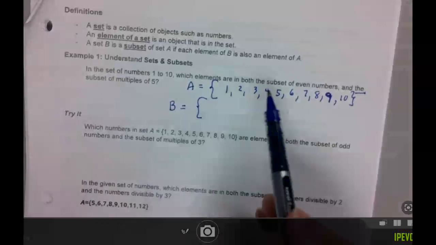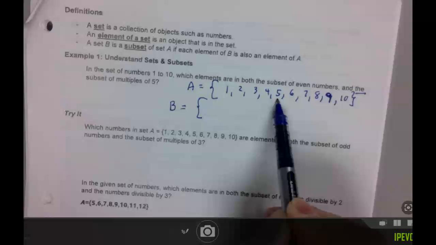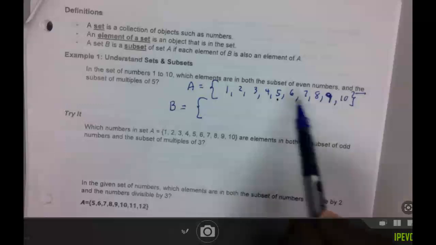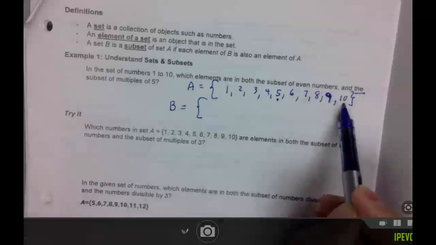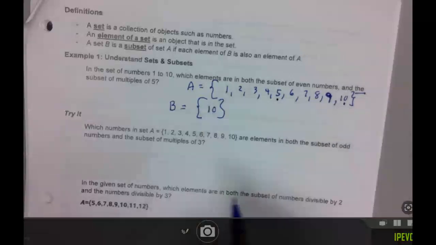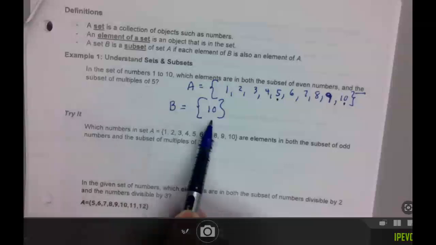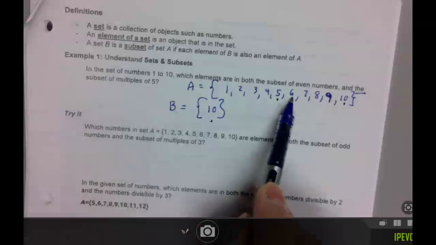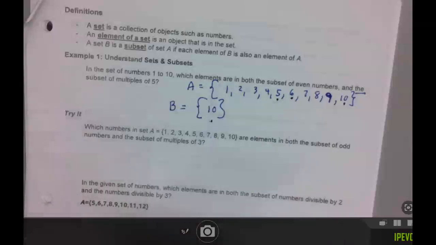So 5 is a multiple of 5, isn't it? But is it even? No. The next multiple of 5 is 10. Is it even? So the only number that's even and a multiple of 5 is 10, correct? Yes. Is 10 in that set? Yes, it is.